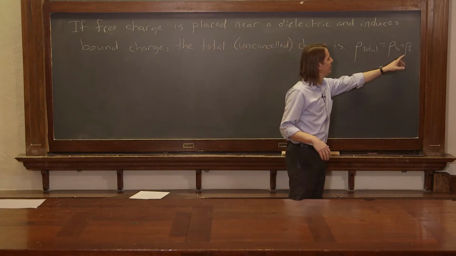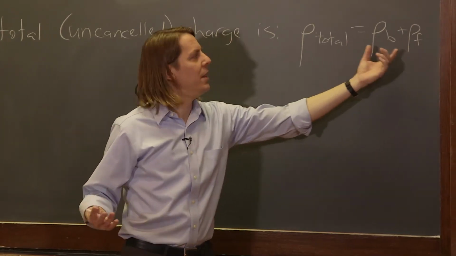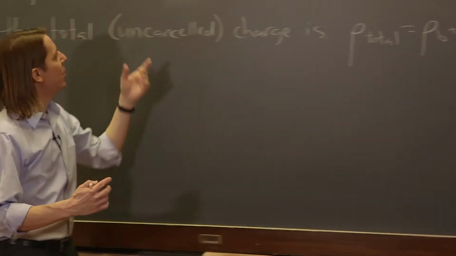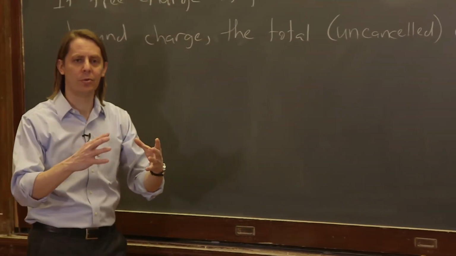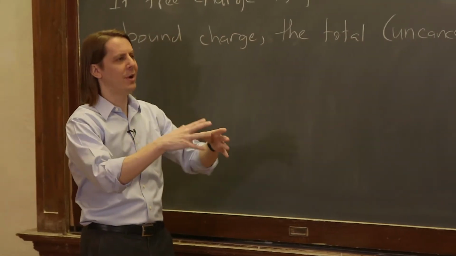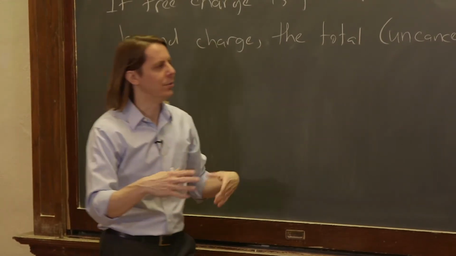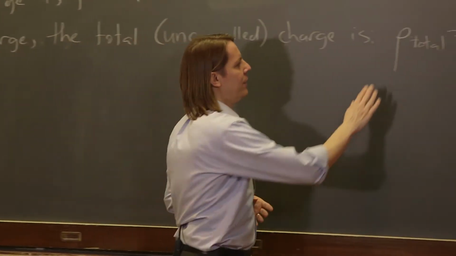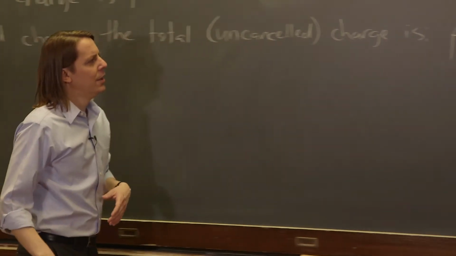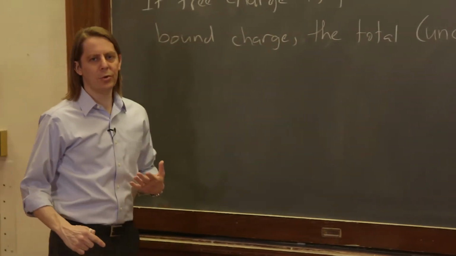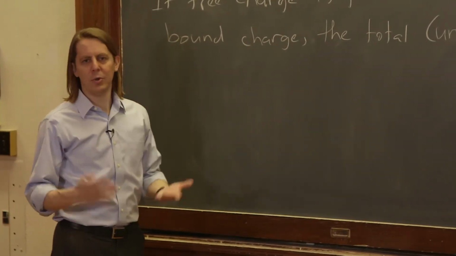All I'm saying is free charge is clearly excess charge. And rho bound, that's why I meant uncancelled. So the dielectric is neutral, but if its charge gets shifted around, you might have some places where it shows up, either on the surface or in the bulk. That's what we've been talking about. So now we have a statement of the total charge. But now what are we doing? Why do we do this?